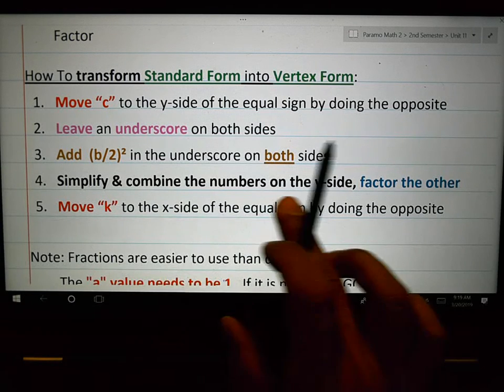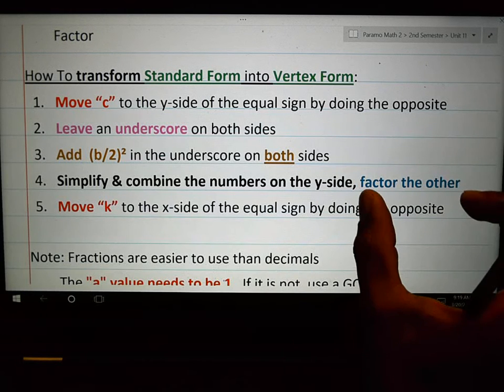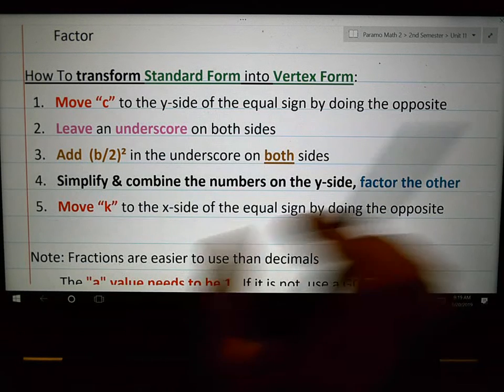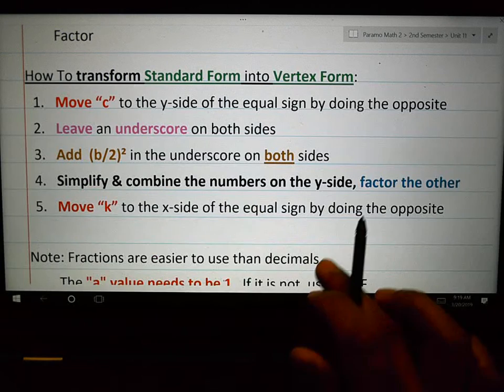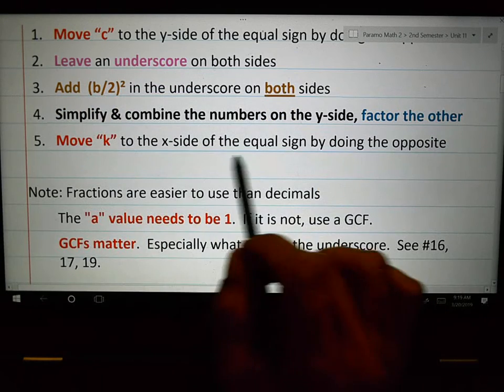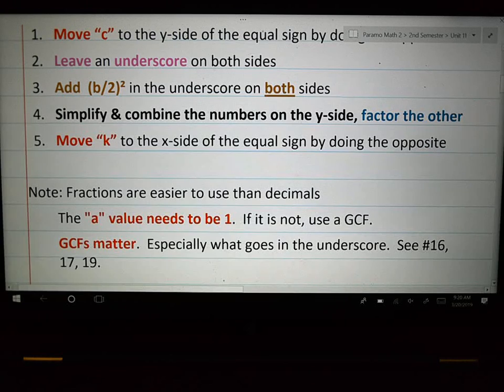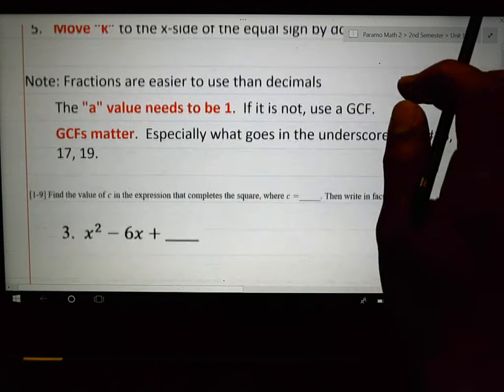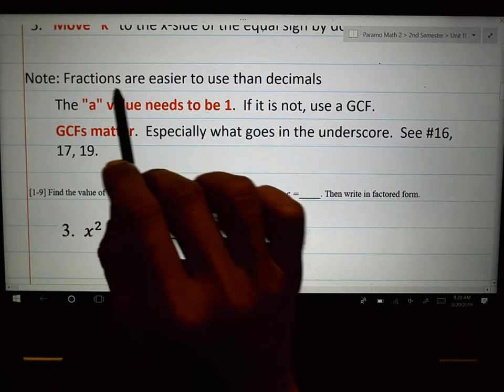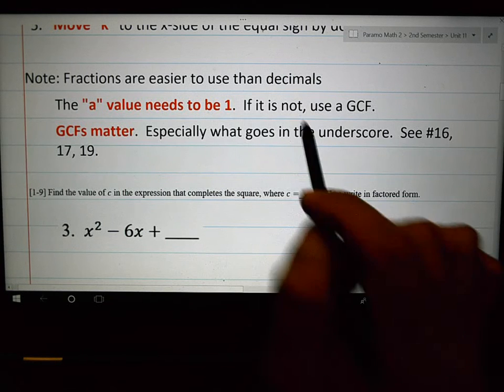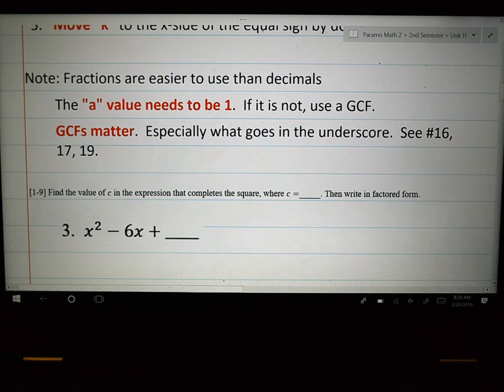We're going to simplify and combine the numbers on the y side, and we're going to factor the other. And we're going to move k to the opposite side of the x side by doing the opposite. You'll see what that means. I believe fractions are easier to use than decimals. I explained that in 11.0.